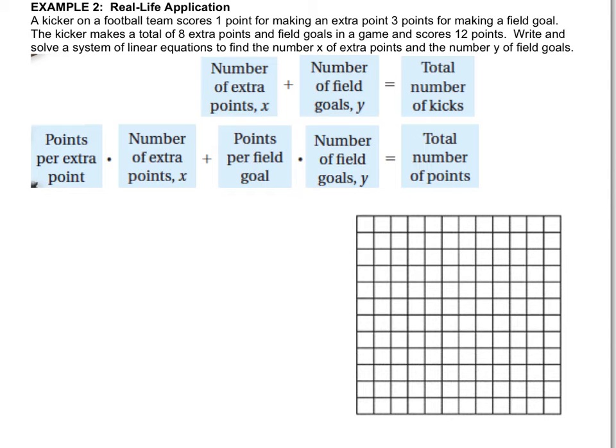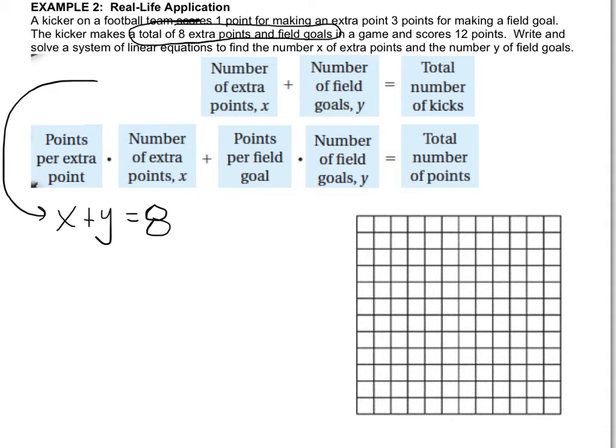So when I think about this, I'm trying to figure out how many of the different kicks we made. Well, based on this first one, this equation is going to equate to x, extra point kicks, y, field goals, and we know the total number of kicks. It was told to us right here. 8 extra points and field goals. Right there. So that will finish my first equation. So that one just comes down to being this.